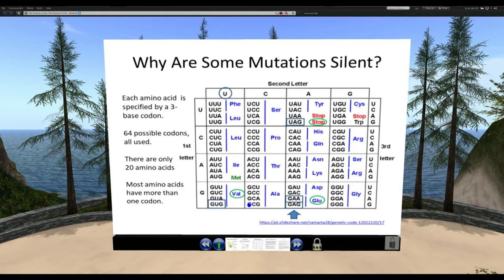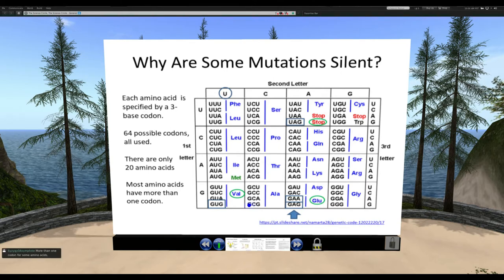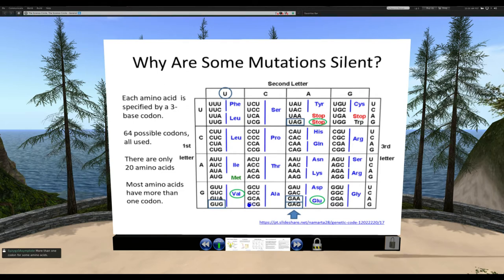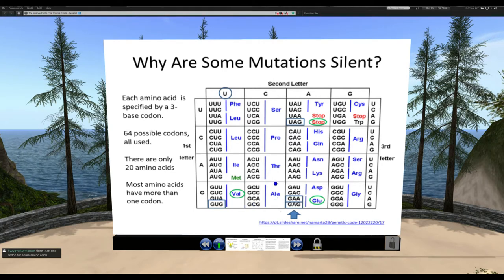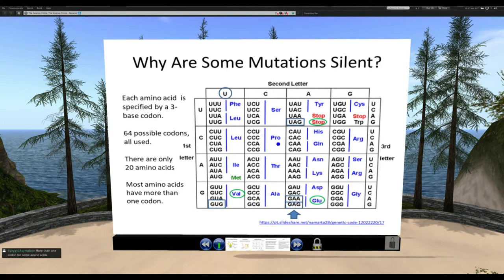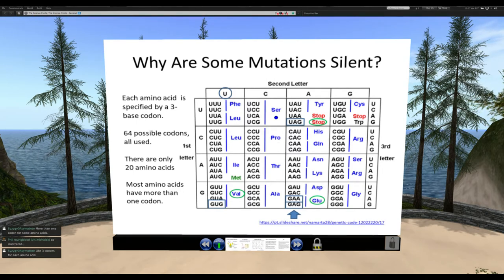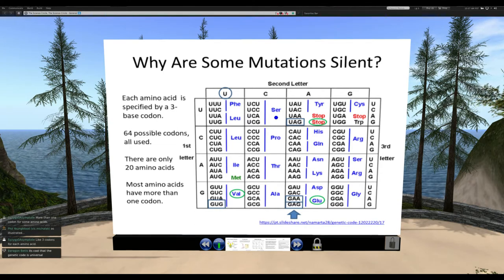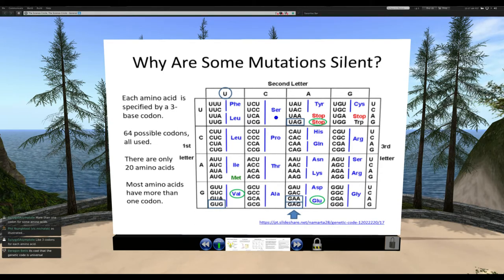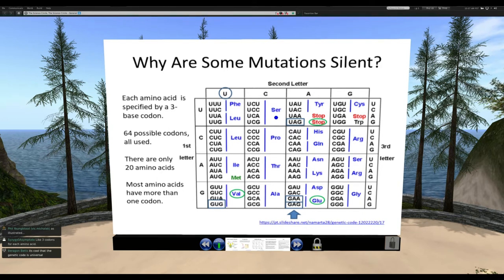Now, the reason that some mutations are silent is because of the structure of the genetic code. In the universal genetic code, there are 20 amino acids, which you see in these little blue three-letter signals: alanine, threonine, proline, serine. Each of those is encoded by a three-base codon. But you find that these codons come in blocks. There are 64 codons and only 20 amino acids.